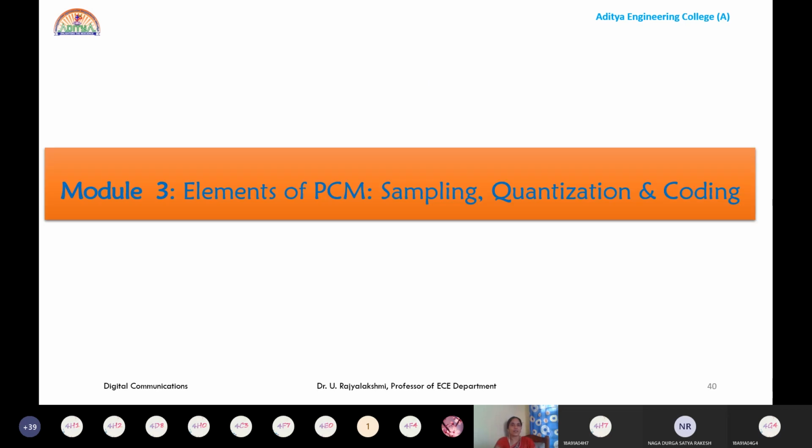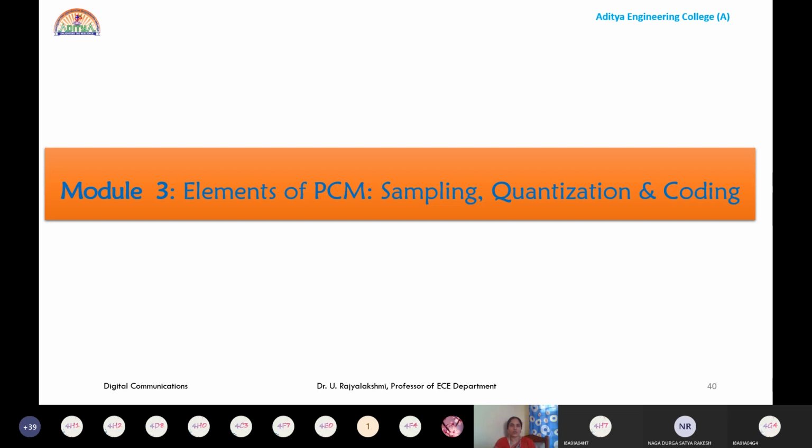In the next class, we will see the third module of chapter 1, that is the elements of PCM. So what is PCM? Pulse code modulation. This pulse code modulation is one of the pulse digital modulation techniques. మనం ఆల్రెడీ లాస్ట్ క్లాస్ లో చెప్పాము. There are two varieties of pulse digital modulation techniques, pulse code modulation and delta modulation. So these two techniques we'll study in chapter 1.